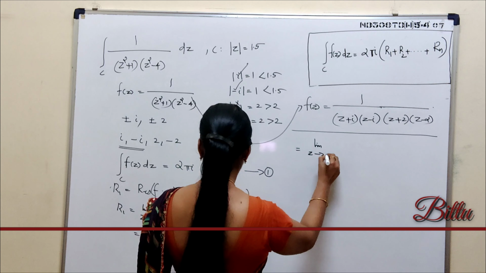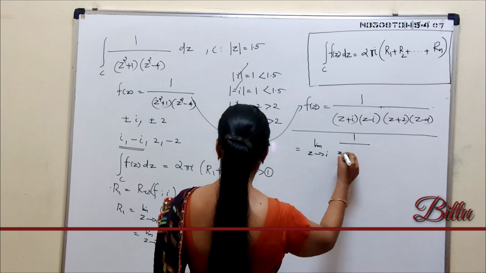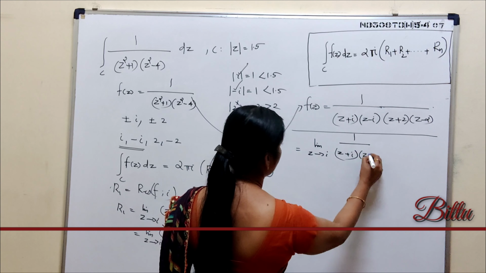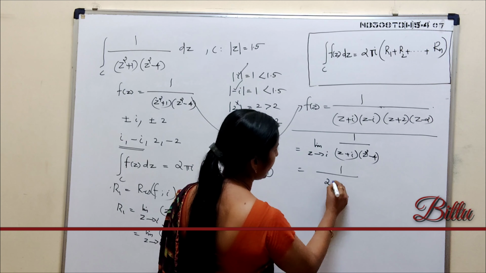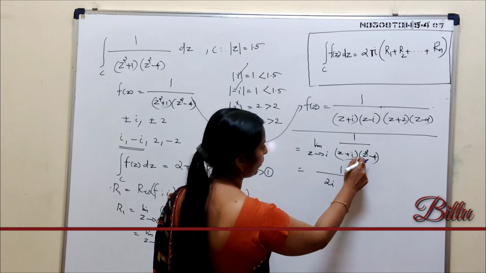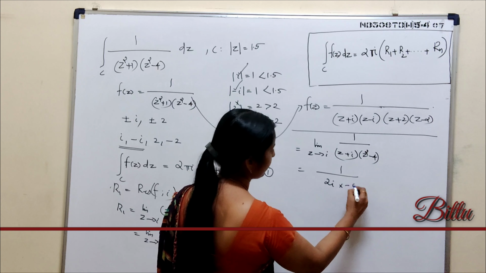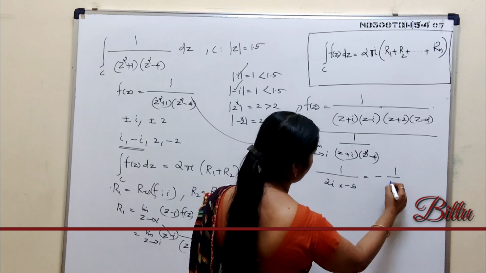The limit as z tends to i of 1 by (z plus i)(z square minus 4). You put z equal to i: that is 2i divided by, i square is minus 1, so it becomes minus 5. That is minus 1 by 10i.